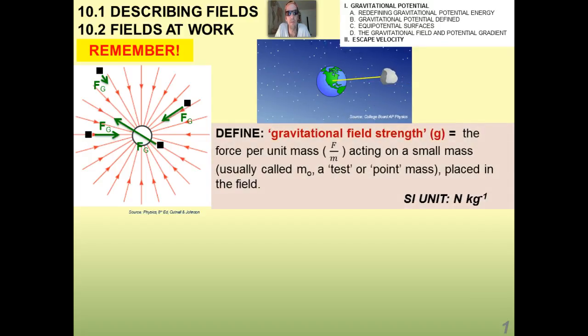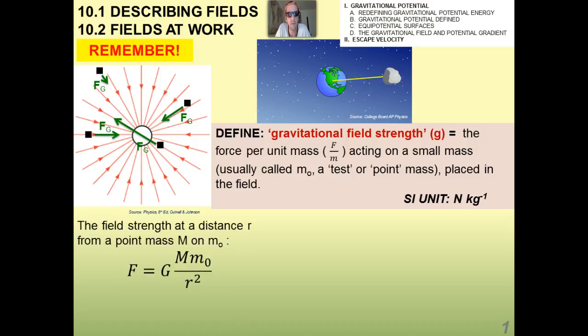All right, so just to remind you guys about gravitational fields, remember how gravitational fields work, like the gravitational field of the Earth. We define the gravitational field strength as being little g. This was also the acceleration due to gravity, as we saw. And we defined it as the force per unit mass acting on a small mass, usually called m naught, a test or point mass, placed in the field, and the SI units were newtons per kilogram.